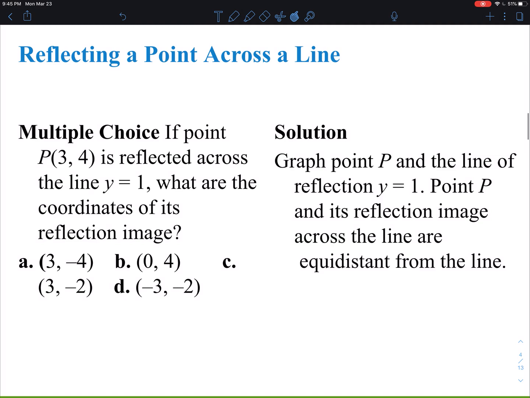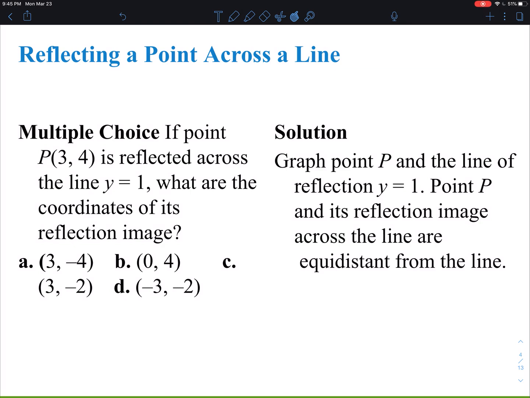So reflecting a point across a line, it says if we have a point P at (3, 4), and it's reflected across the line y = 1. Now, y = 1 is a special type of line. Do you guys remember what type of line? That's right, horizontal, right? And x equals a constant would be a vertical, and you won't see the exact difference here, but maybe you'll be able to think about the differences when you see the example out. What are the coordinates of its reflection?